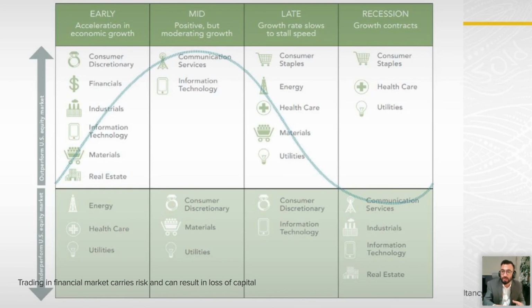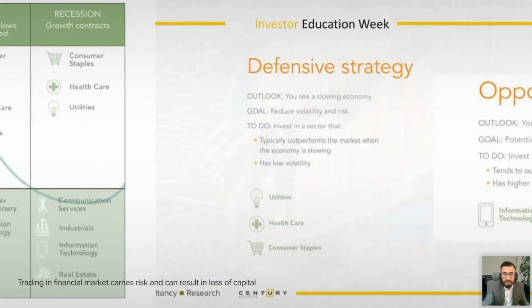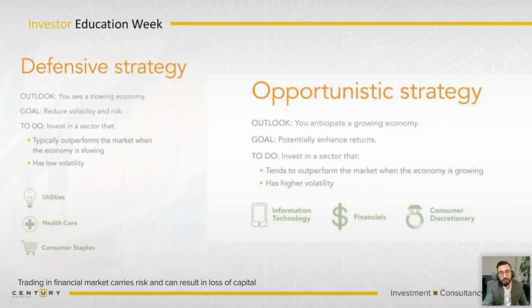Growth stocks during recession may not be a very good idea to invest in. Which are growth stocks? The Teslas, the Facebooks, the Netflixes, etc. Then, as I said, if you're looking for a defensive strategy, if your outlook is that the economy is going to slow, your goal should be to reduce your volatility and reduce the risk. So you start investing in those sectors which are low volatile.